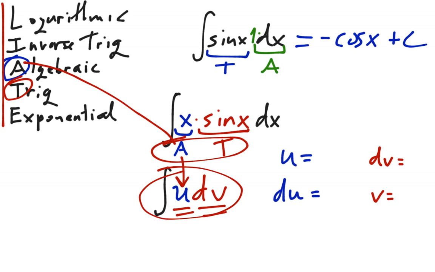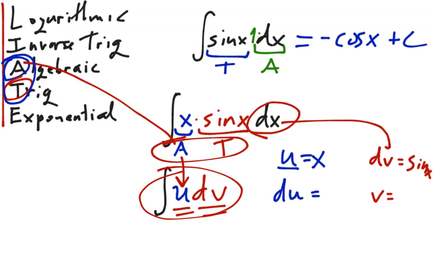Okay, and now all we have to do is just fill out the parts. We said that the u was the first thing in the LIATE acronym, which is the A, and so u is simply going to be x. And then dv is going to be the sine of x, and we have to include the dx always with the dv. So really dv is sine of x dx.